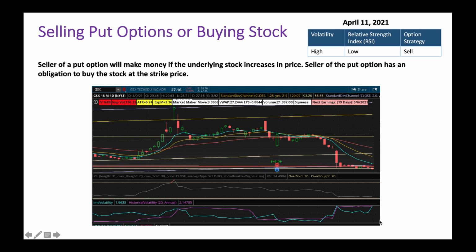I want to cover a quick segment and talk about strategies for selling put options or even buying the stock outright. So, with that, what is put option selling? When do we do it?